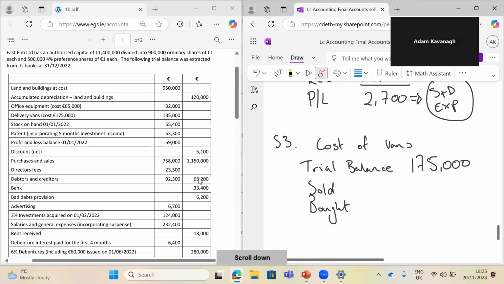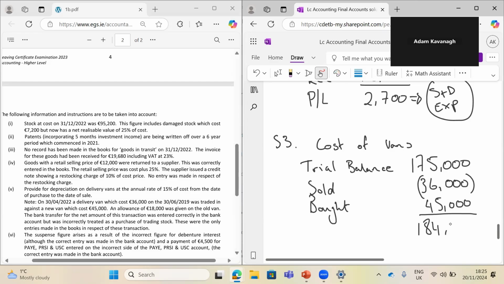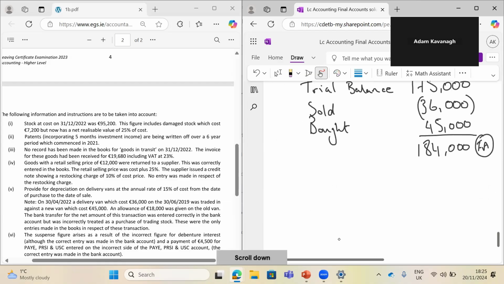Let's check the adjustment. It says the one we sold was 36, so that's going to come down by 36. And then the new one was 45,000. So that's going to bring our vans up to 184,000. And that there is a fixed asset. Okay, that's step number 3 finished.